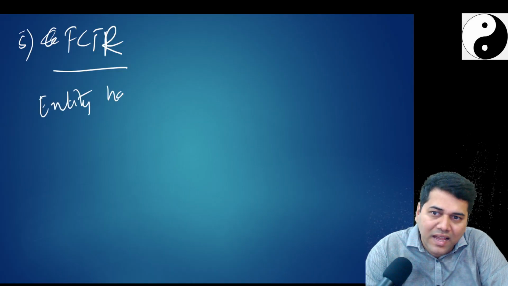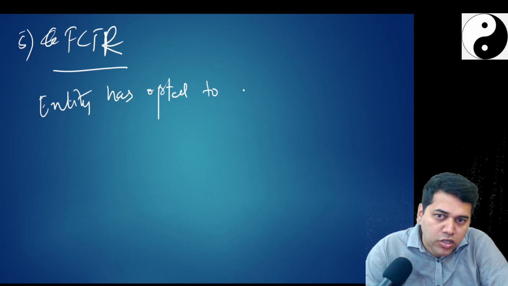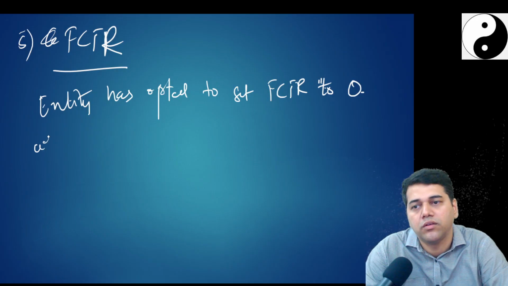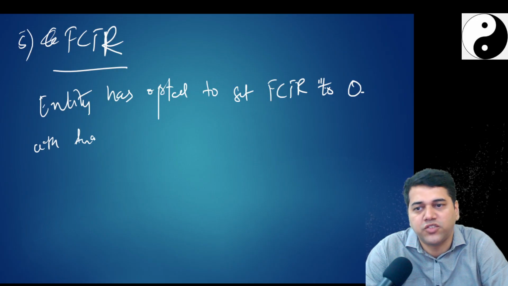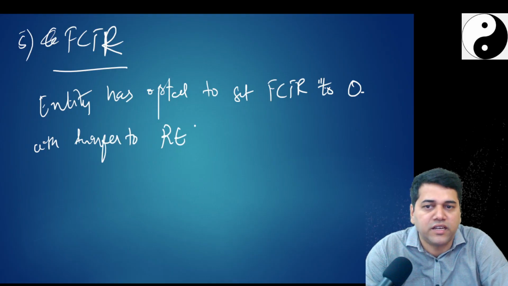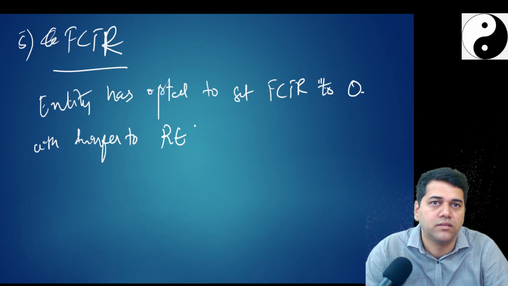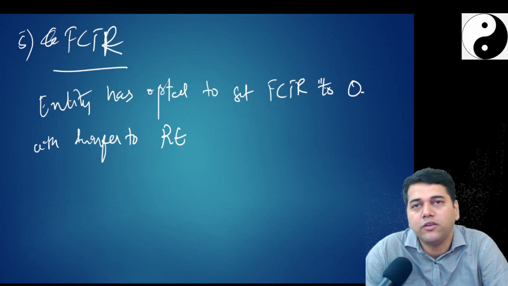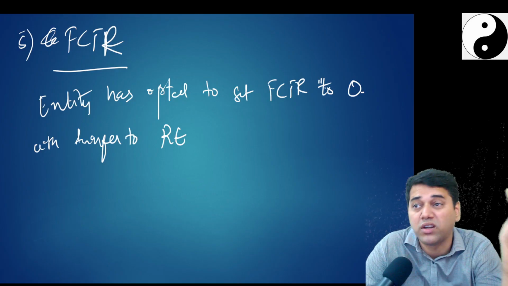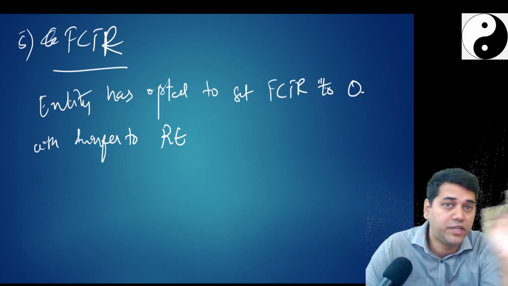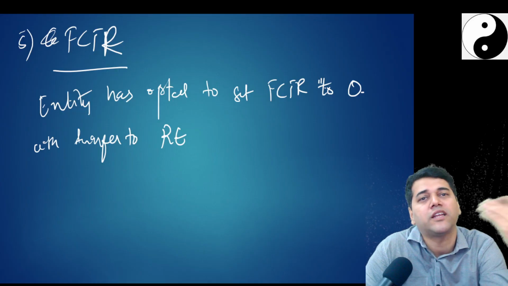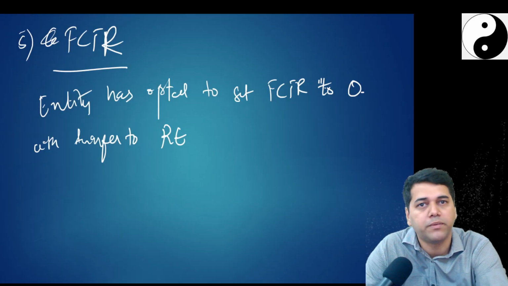Entity has opted to set FCTR to 0 with transfer to retained earnings. It's more like recycling. It's like you are telling, okay, forget about the foreign branch. I don't know what references, how you took this foreign currency translation reserve. I will give you an option to treat it, close it, you start a new fresh account. And they have opted for it.